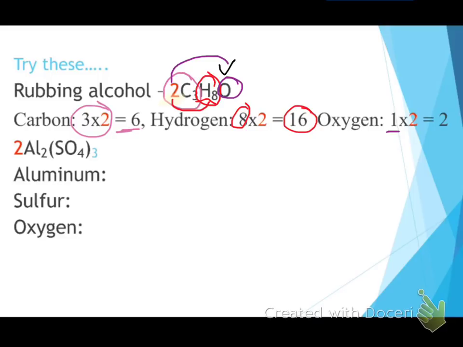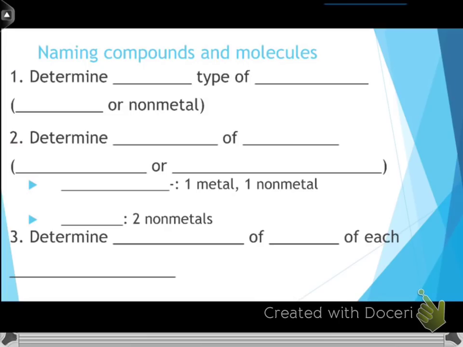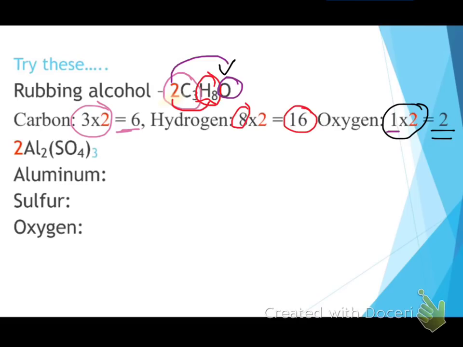So there you have 6 carbons, 16 hydrogens, and 2 oxygens. Now see if you can do the aluminum sulfur oxygen on your own. So aluminum, oh whoops, I skipped it. Go back. So do the aluminum sulfur oxygen on your own, and we'll check it in class.